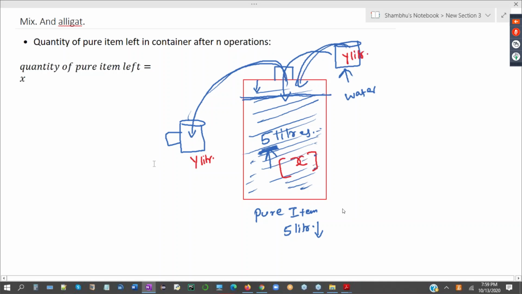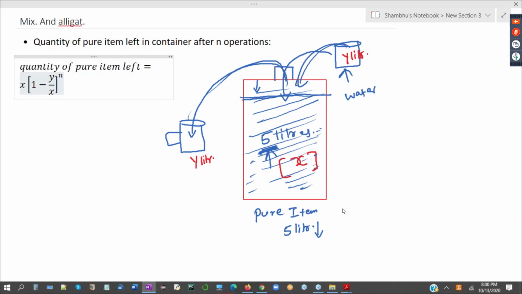So X is the starting quantity, into 1 minus Y divided by X, to the power N. How many times is this operation repeated? So this is the formula you have to keep in mind. X is the total quantity, X into 1 minus Y divided by X to the power N. N is the number of times this operation is repeated.